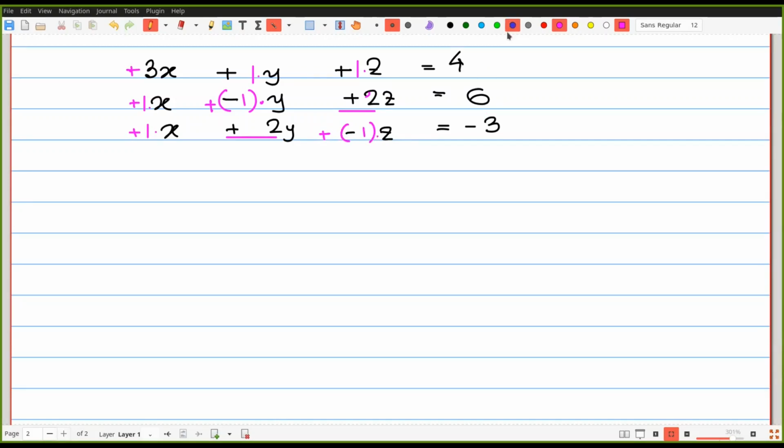So what are the d or delta? So 3, 1, 1, 1, minus 1, 2, 1, 2, minus 1. Let's check with the value of the determinant. We can expand it. If that one is equal to 0, we cannot proceed. If that one is not equal to 0, whatever be the value is, we can proceed to the second step.